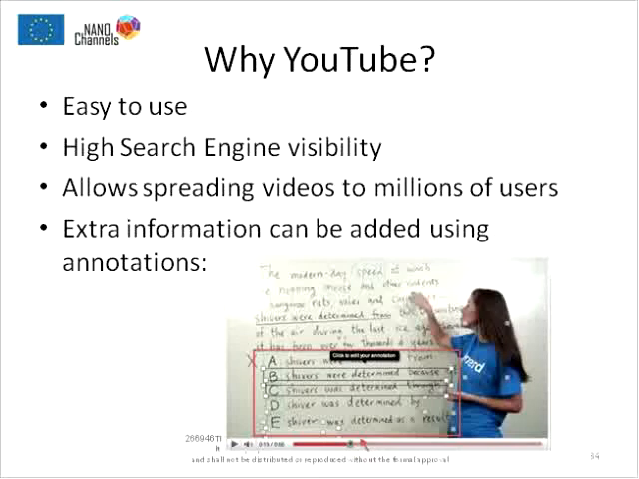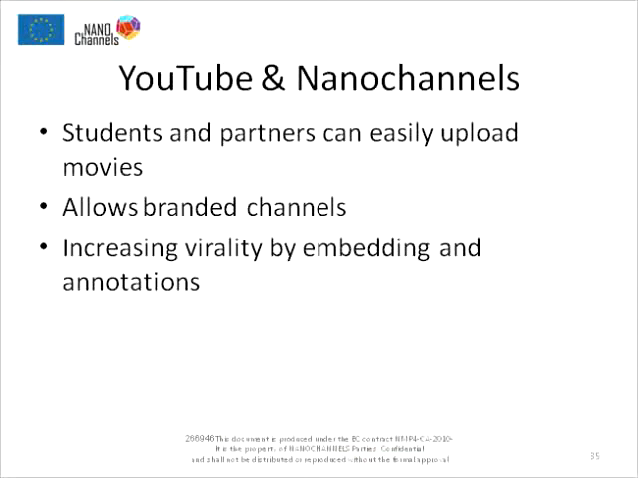There's a very nice tool called the YouTube annotations. It allows you to add extra information using annotations that can add a link on the video itself and add extra information such as short text, etc. to the video. We can use this feature on Nano Channels videos.